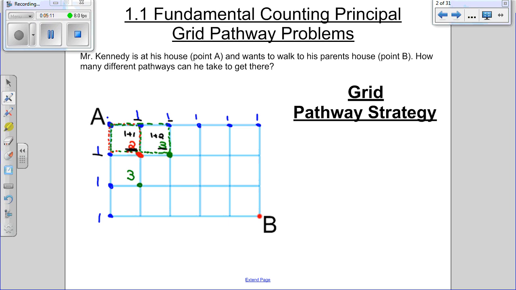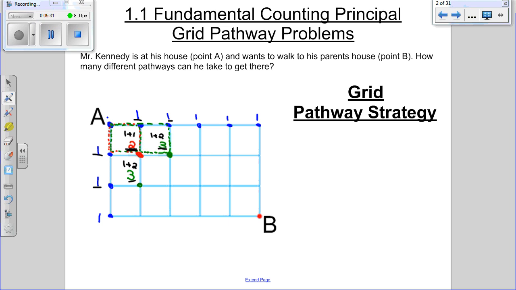This 3 over here was the same thing. The two dots that it connects to added together, 1 plus 2. So that means if you take the edges on the corners next to it and add them together, that would tell you how many ways you can get to each spot.